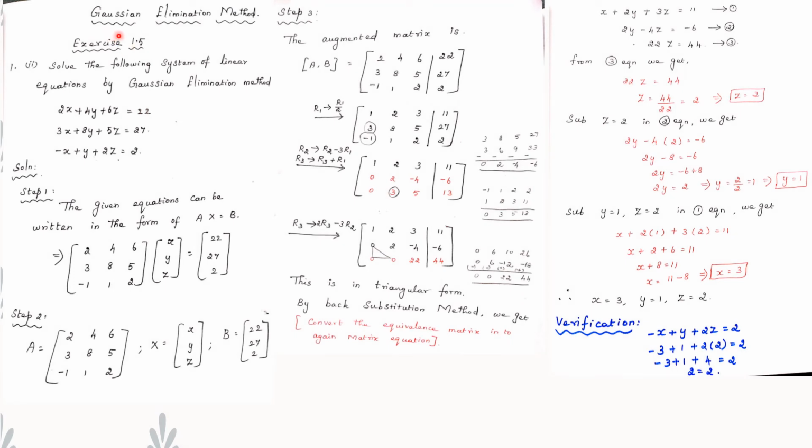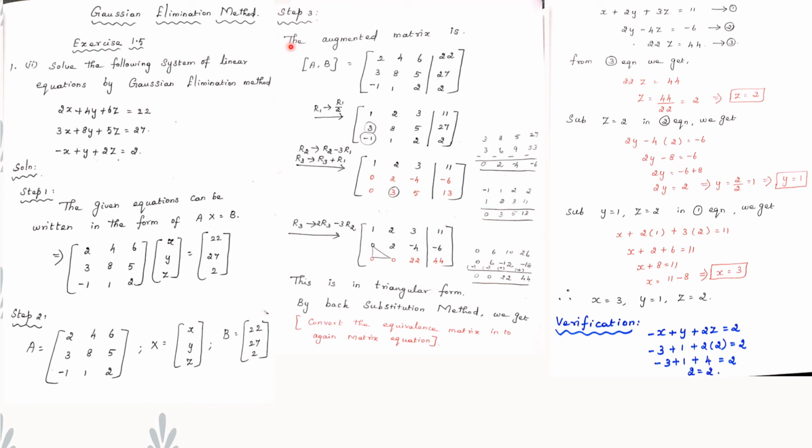Let's see one example sum for Gaussian elimination method. Exercise 1.5, first second sum. Solve the following system of linear equations by Gaussian elimination method. See, they have given 3 equations. Let us see the solution. In the first step, the given equations can be written in the form of Ax equal to B. That is the coefficient matrix, then the matrix with unknown variables, then the constant matrix. Then in step 2, write the matrices A, X and B separately.